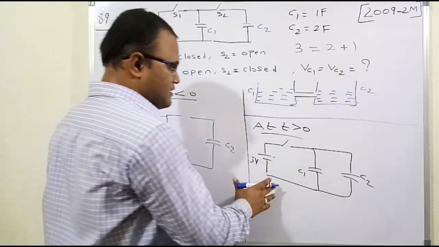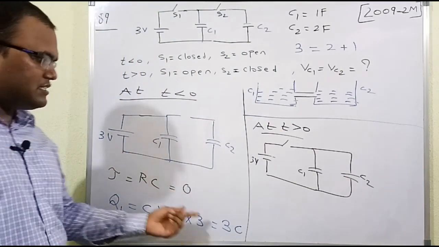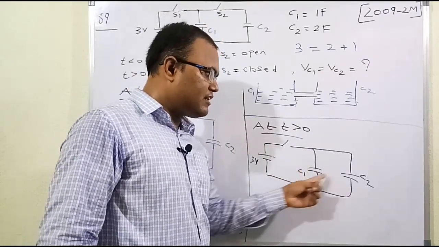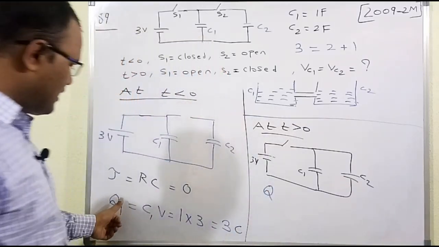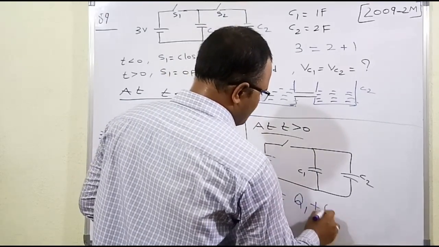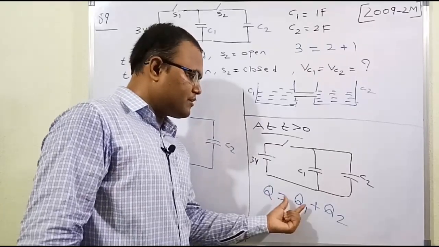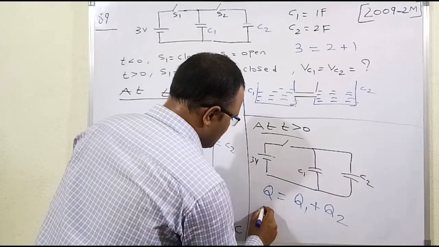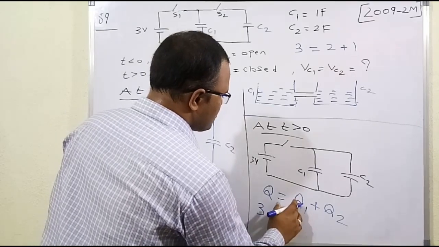Here also, same concept. Initially the charge in the capacitor C1 is 3 coulombs. Now this 3 coulombs is going to distribute between C1 and C2. So let me assume the total initial charge is Q. So Q is equal to Q1 plus Q2. The charge in C1 is now redistributed between C1 and C2. Q is already known, which is 3. Now Q1 is equal to C into V.